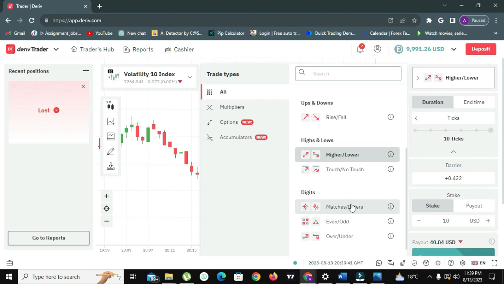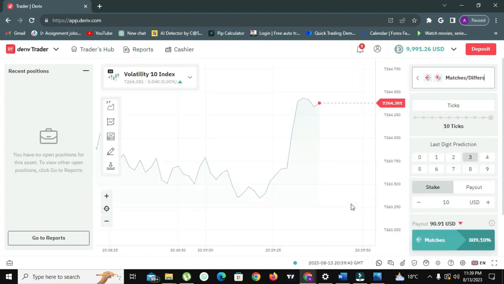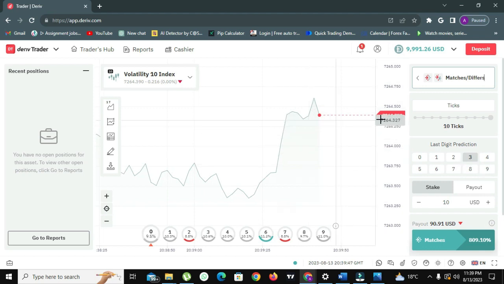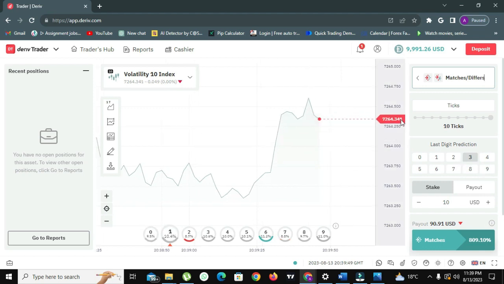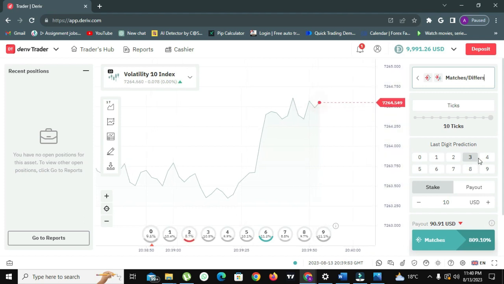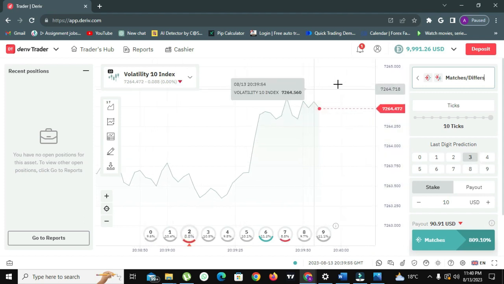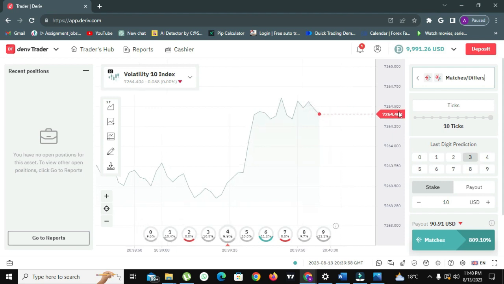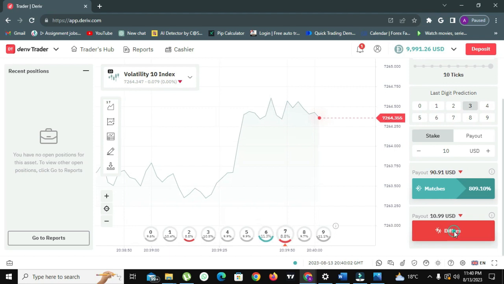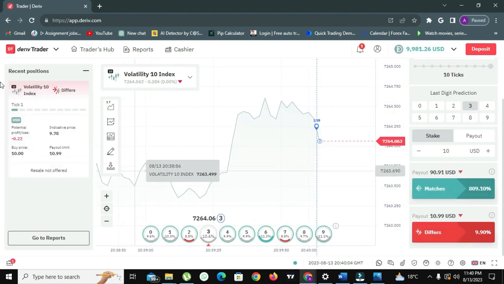Then we have digits and match. This is for the beginners. For the beginners, you only predict that the next digit, the last digit, will either match this particular digit. Let's say 3. For instance, it's 2, it's 4, so it's not 3. So you can say it differs 3. The likely possibility of winning these is very high.